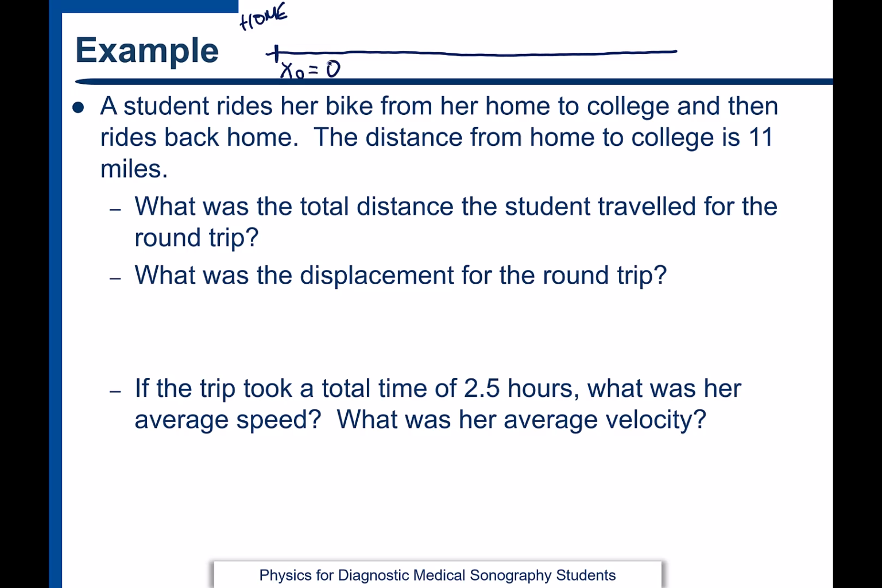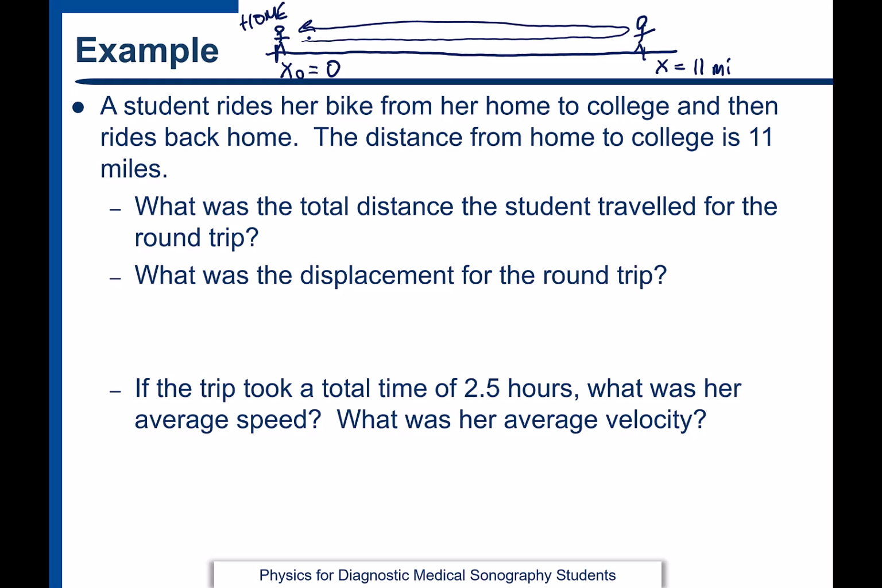So my initial position at home is just 0. And so here we'll put our person here. And our person now is going to go to college. We're told that college is 11 miles away. And so our position here would be 11, and we'll use mi, remember, for miles. So here now our student is at college. But we're told that they actually go all the way there, and then they come back home.